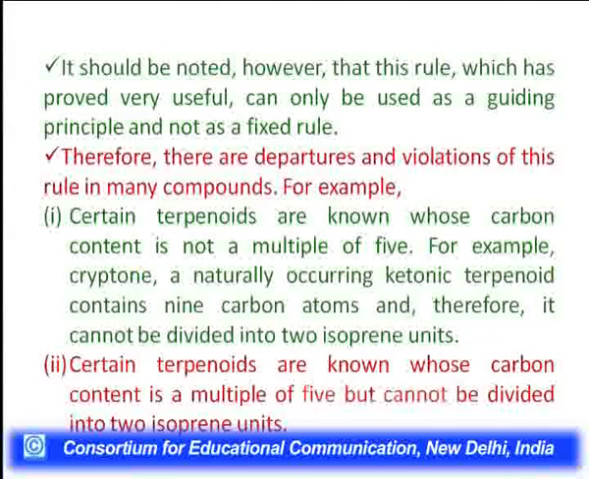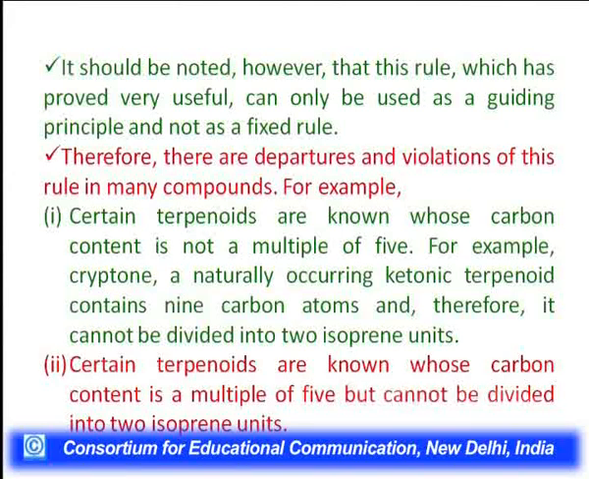Now, it should be noted, however, that this rule, which has proved very useful, can only be used as a guiding principle and not as a fixed rule. Therefore, there are some departures and violations of this rule in many compounds. For example, certain terpenoids are known whose carbon content is not a multiple of 5. For example, karahanaenone is a naturally occurring ketonic terpenoid. It contains 9 carbon atoms, and therefore it cannot be divided into isoprene units. So here it is not following the isoprene rule as well as the special isoprene rule.